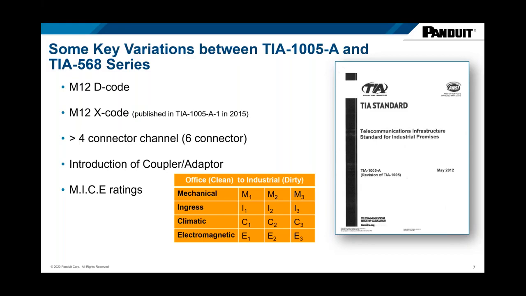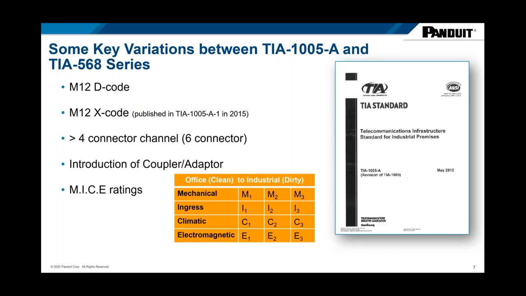The second thing is allowing multi-connector channels, those with a greater number of connectors than 4. Up to 6 connectors are allowed in the TIA 1005A standard. That's very important because we're talking about deploying equipment in control panels, and sometimes we need additional connectors to make sure that we're sealing that enclosure and that we can plug and play what goes into that panel.